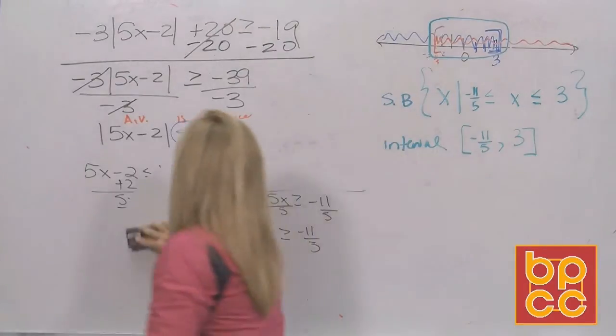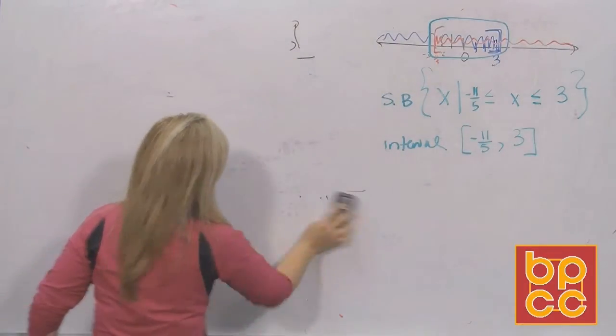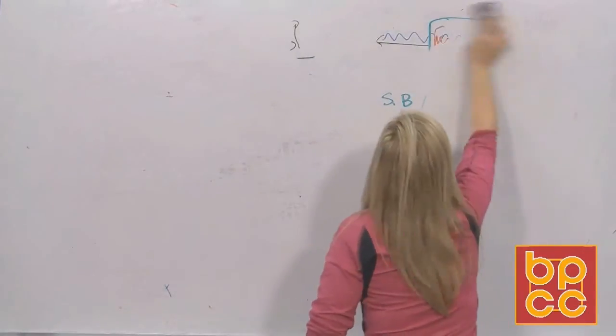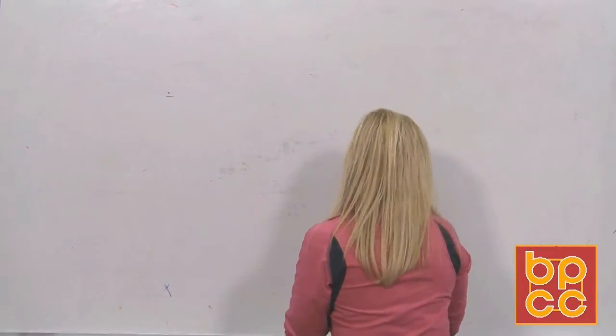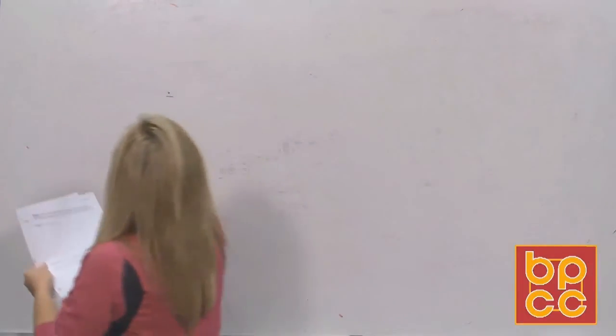Now, unfortunately, there are exceptions to the rules. So we have two more to look at that are absolute value inequalities. They're not hard to solve. What they are is tricky.